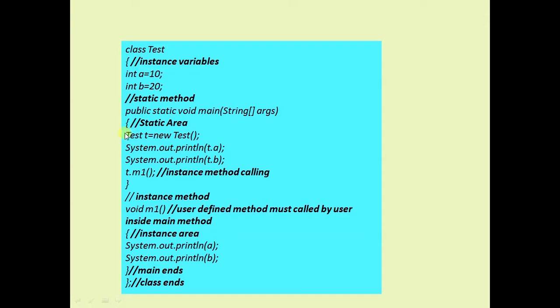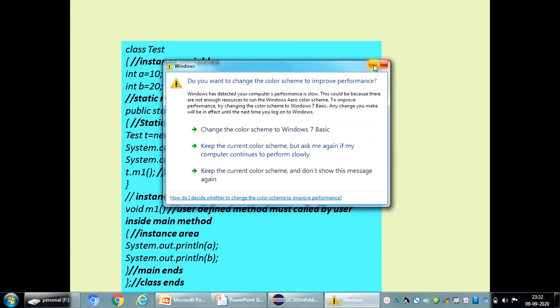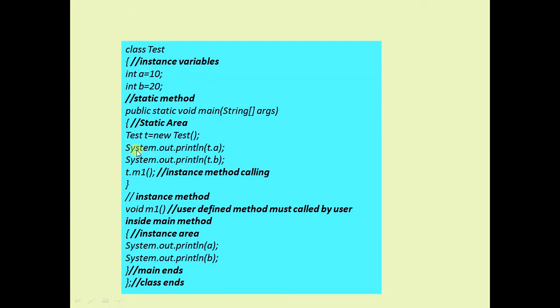See, this is my object. We know that an object is created by using the class name, that is Test, and t is my reference variable, new, and again my class name. I am accessing these instance variables by using my object, that is t.a.